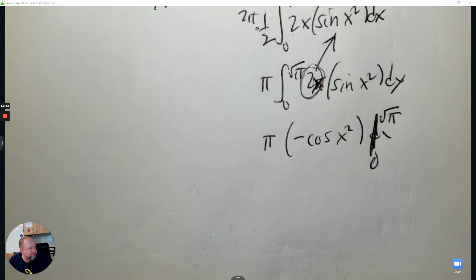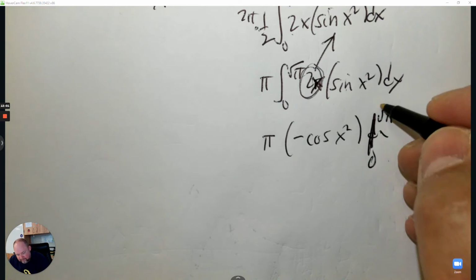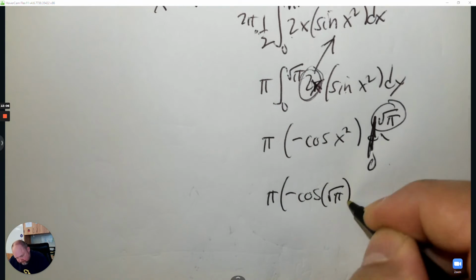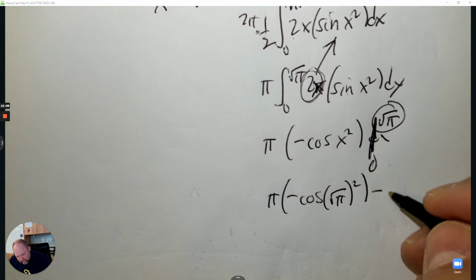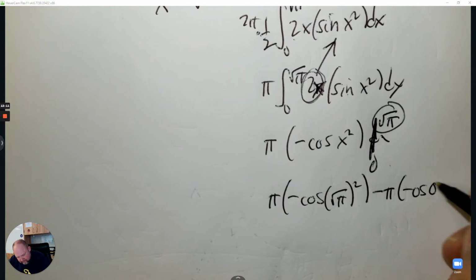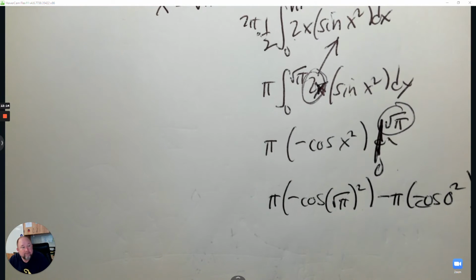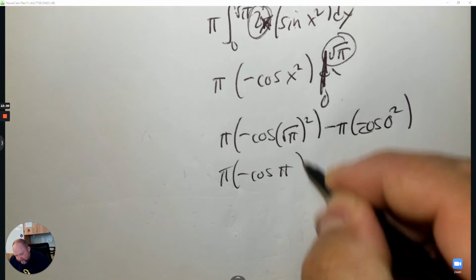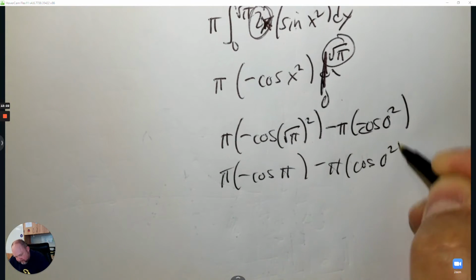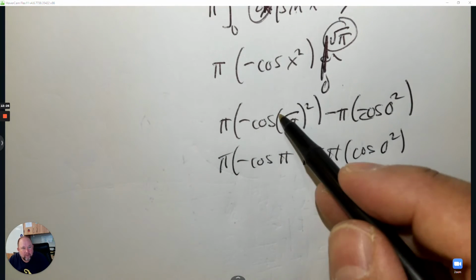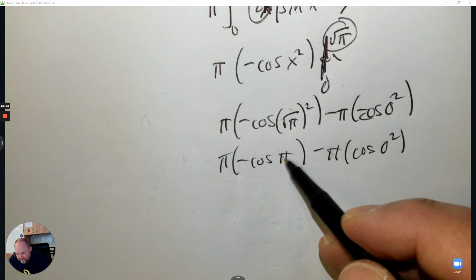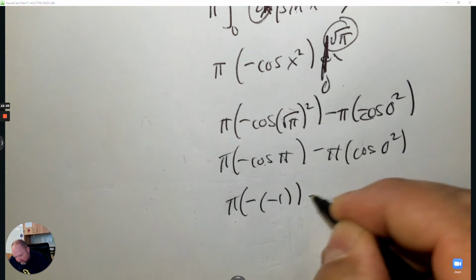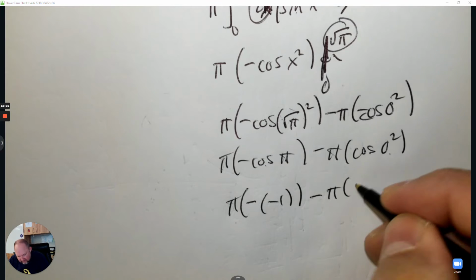And then you plug in. So plug in root pi, and plug in 0. Now, just for fun, the square root of pi squared is just pi. So the value of cosine at pi is negative 1. So we have a negative and a negative 1. The value of cosine at 0 is positive 1.